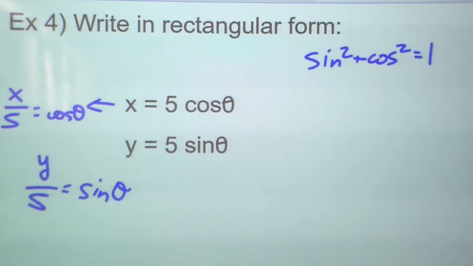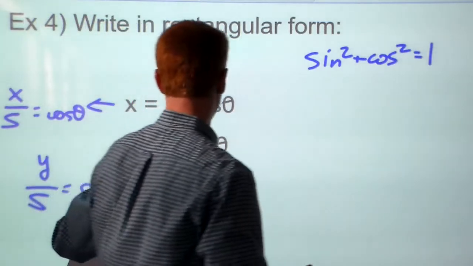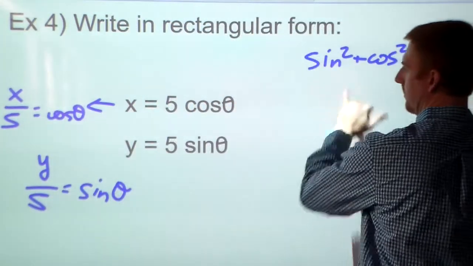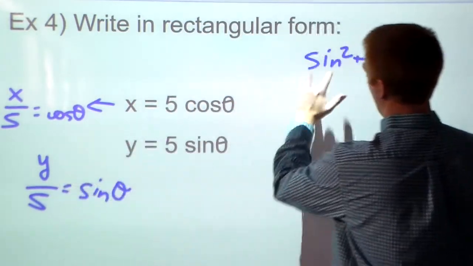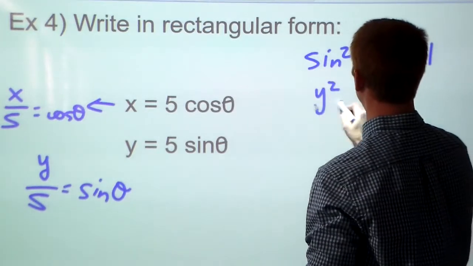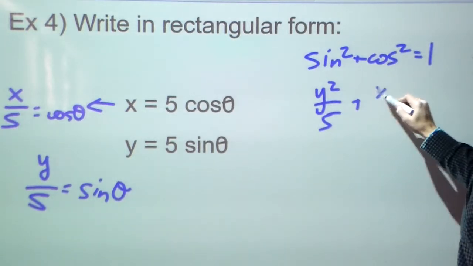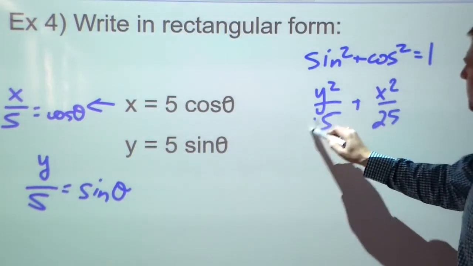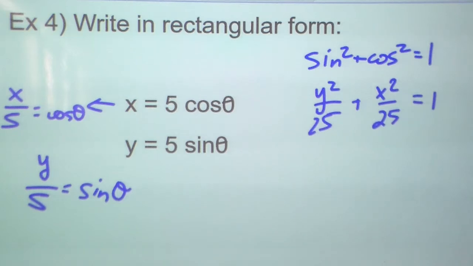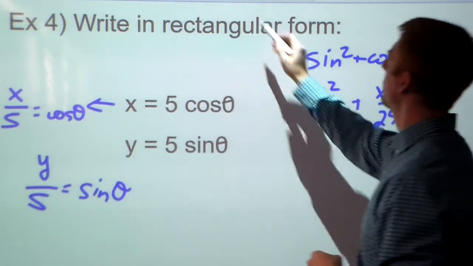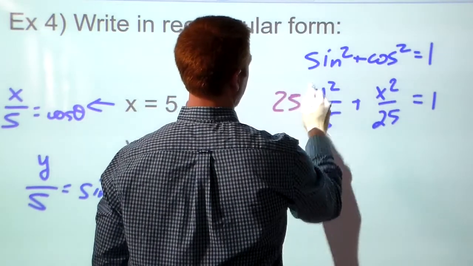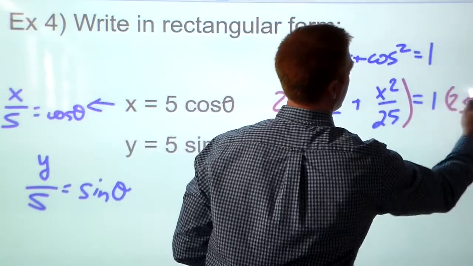And then you just go back to the Pythagorean identity. So sine squared, I left out theta, but same idea. If this is sine, then sine squared would be y squared over 25. Oops, that should be a 25 as well. And if cosine is x over 5, if you square it, you get x squared over 25. And it equals 1. Now that would look pretty good if that was an ellipse, being equal to 1, but since these are both the same, we want to go ahead and multiply everything by 25 on both sides.